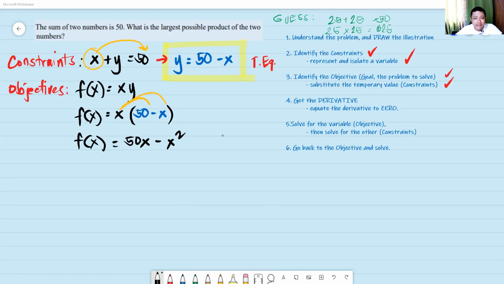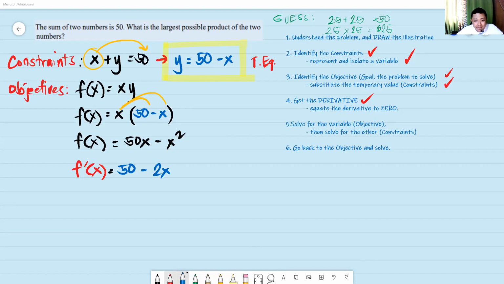After substituting the temporary value, what will be the next step? The next step will be to get the derivative. What is f prime of x? F prime of x. Type it in the chat box, please. What will be your derivative? Very good. Wow, ang babilis na ng mga classmates natin. You're getting the process. So we have here 50 minus 2x. Very good. We're done with the derivative.